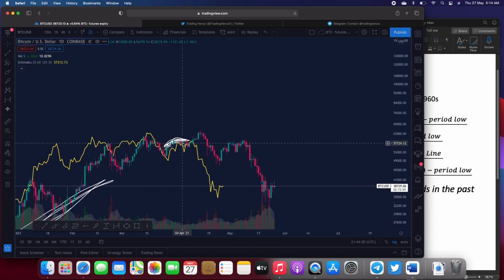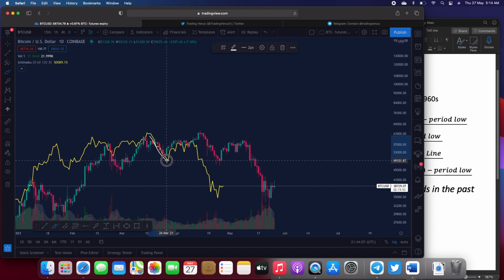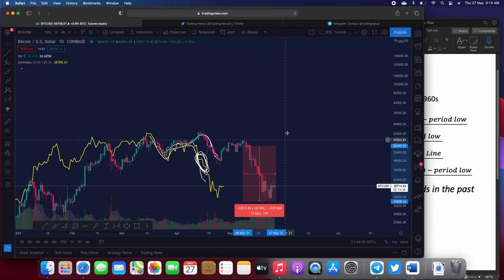So for example here, the lagging span went below the price while the price action was above. So after 26 days, whenever we realize that the lagging span was below, we can conclude that the market is showing a sense of weakness and a potential short position is in the books.